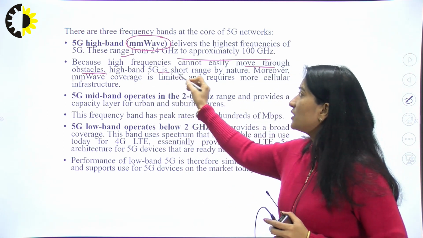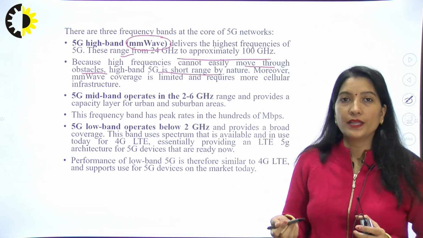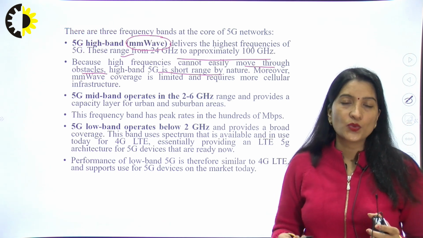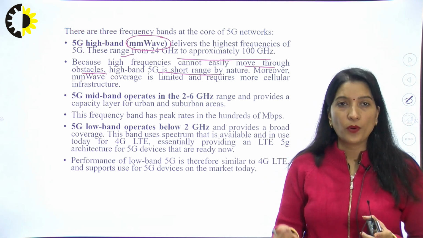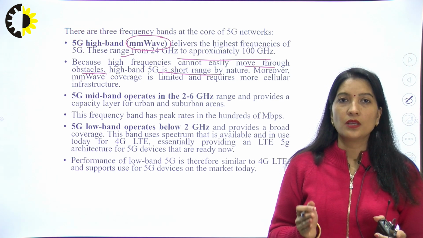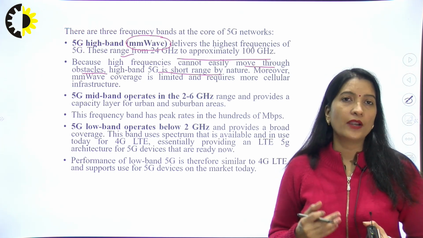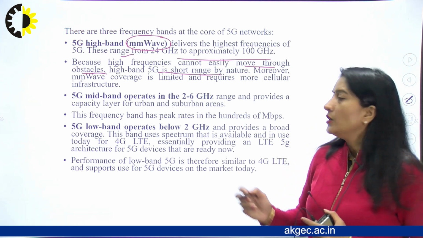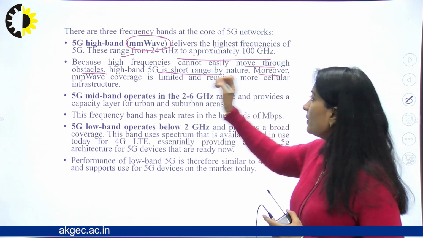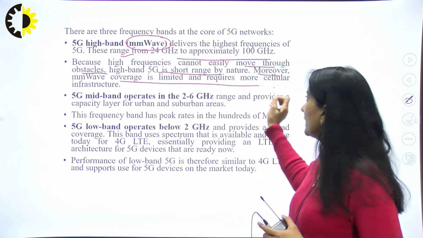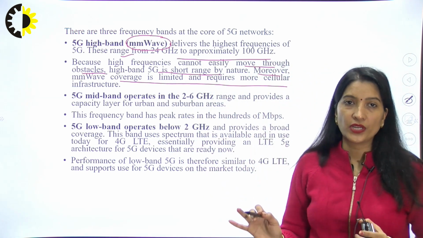So this 5G is short range in nature. That is why we need to deploy small base stations, which are known as micro cells and also pico cells. Moreover, this millimeter wave coverage is limited and it requires more cellular infrastructure.